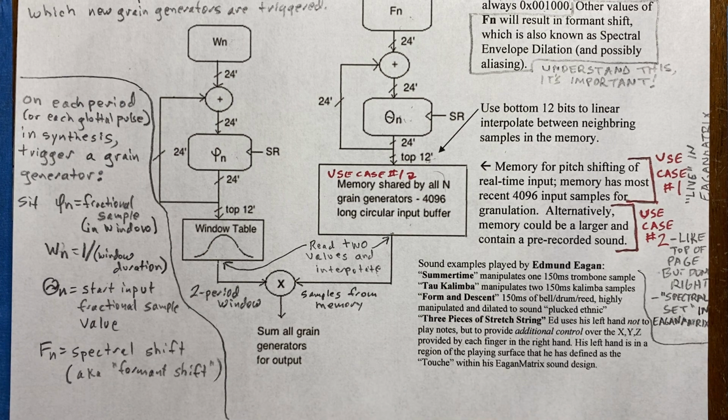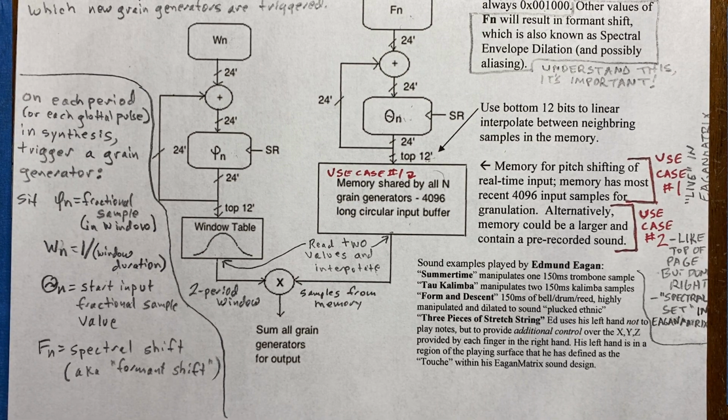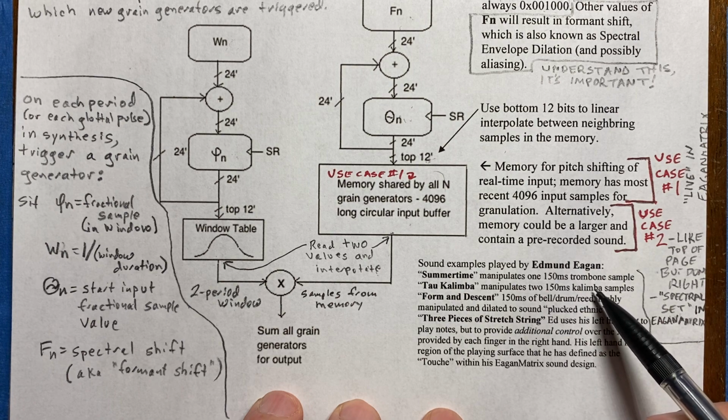All right, I want to play you some sound examples here. The first one is Summertime, and again, keep in mind, to my ear, this sounds quite good. It's a cute, a little bit silly, lighthearted example, but it sounds quite good. This only has 150 milliseconds, so a fraction of a second, a fraction of a note of a trombone sample.